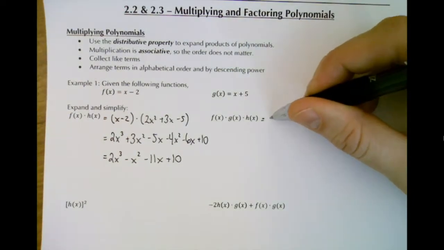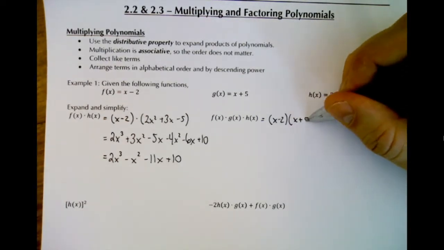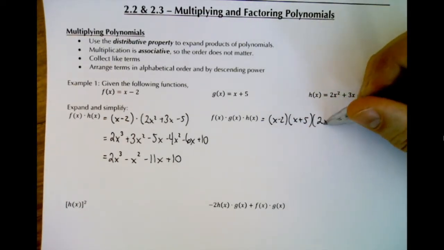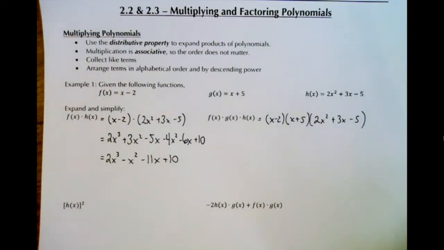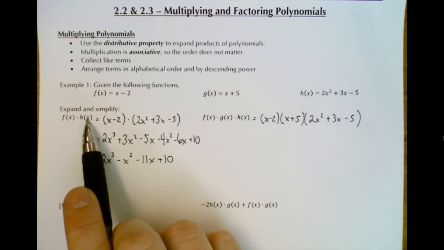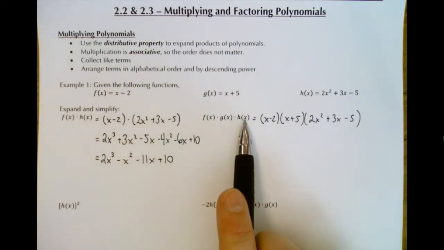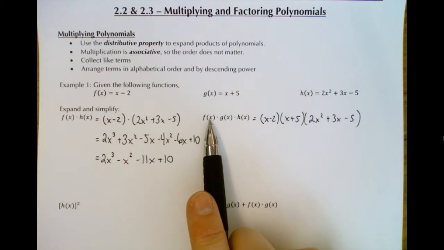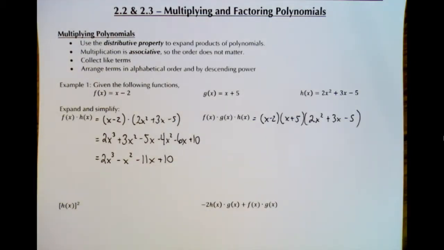F of x is the x minus 2. G of x is the x plus 5, and h of x is the 2x squared plus 3x minus 5. Now you got a couple options here. Multiplying is associative, so you can change the order. We've already done f of x times h of x. And if you notice that you've done something like this in your homework or on a test, you already know the answer to this multiplication. And since the order doesn't matter, you could change the order here and say f of x times h of x, then times g of x, and just use your answer from the first part. And then at the very end, all you have to do is multiply your answer by g of x. And that would save you some work.